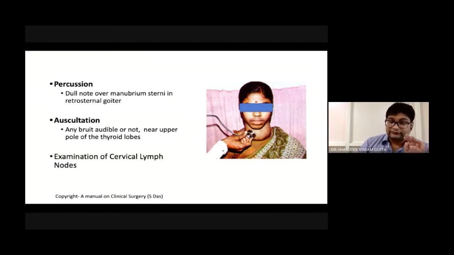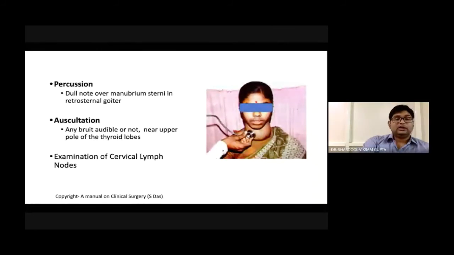So if your examination viva is going very well, then the examiner will ask you what are the signs of retrosternal extension of the goiter or thyroid. How do you confirm whether the thyroid is going retrosternally or not?